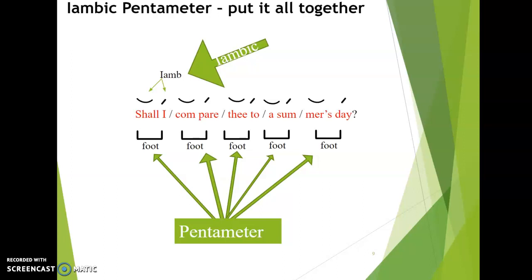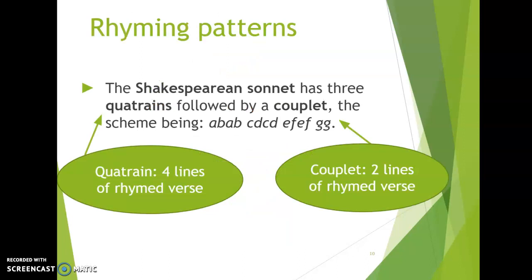Before we get into analyzing these Shakespearean sonnets, I want you to first know the rhyming pattern of a Shakespearean sonnet. A Shakespearean sonnet has 3 quatrains followed by a couplet. The rhyme scheme of it is A B A B, C D C D, E F E F, and then G G. A quatrain is 4 lines of rhymed verse, and a couplet is 2 lines of rhymed verse. So a Shakespearean sonnet has 14 lines total.